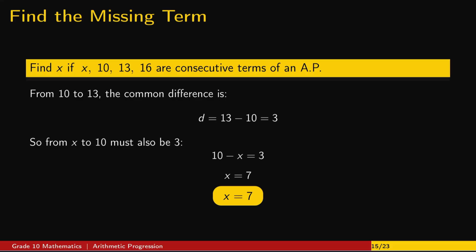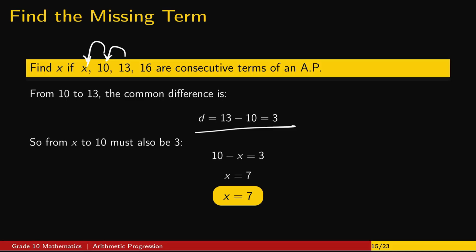So they say find x if x, 10, 13, 16 are consecutive terms of an arithmetic progression. Since these terms are consecutive, we can use any pair. So 13 minus 10 is 3, so the common difference, d, is 3. If I do 10 minus x here, I should get the same difference, 3. So 10 minus x is 3.